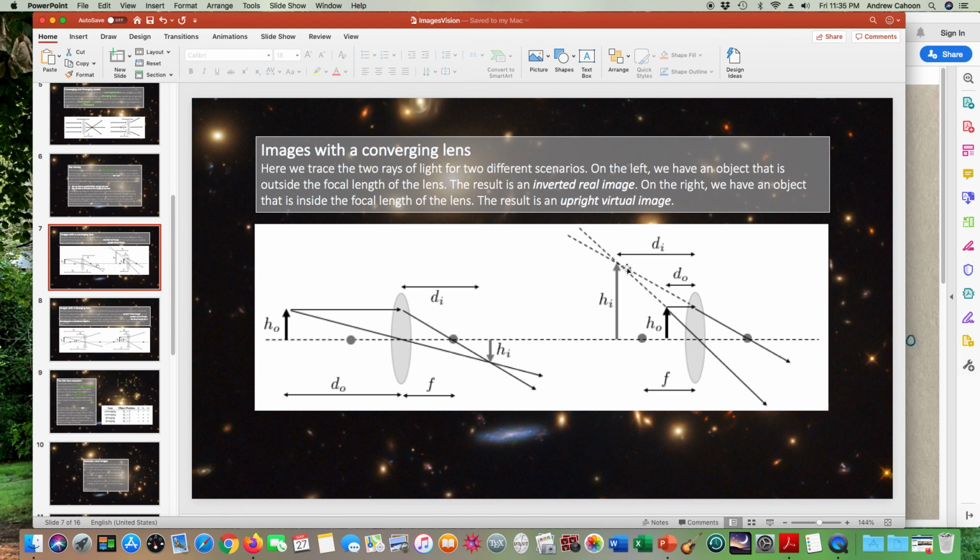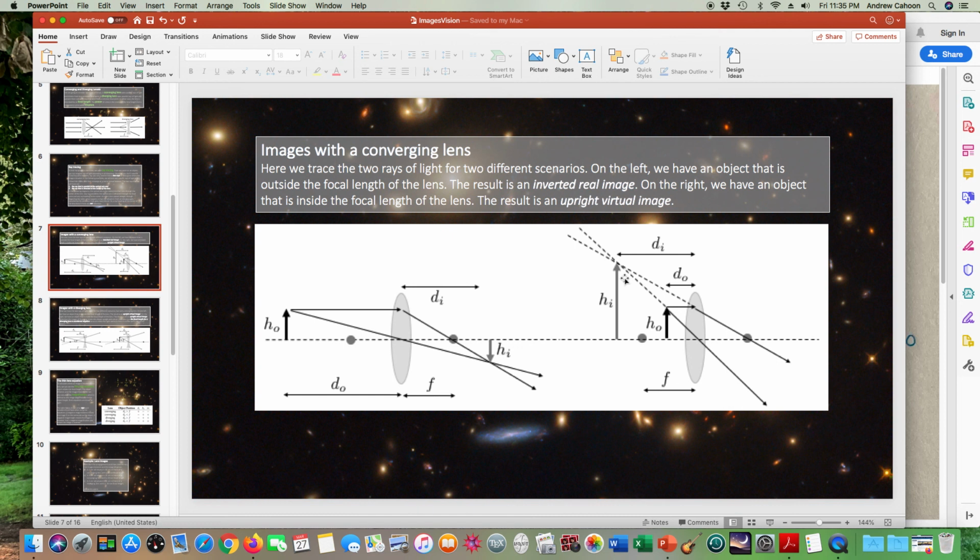Okay, so what do we expect in this case? We expect the image height is bigger, so it gets magnified. If you have a converging lens and you put the object within the focal length, it gets magnified. So this is how a magnifying glass literally works. You take something and you can put it close to an object and it magnifies the object.